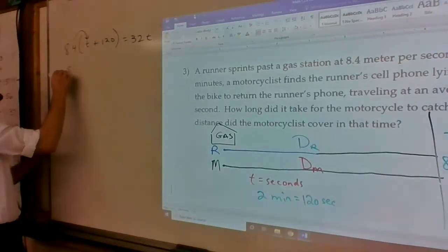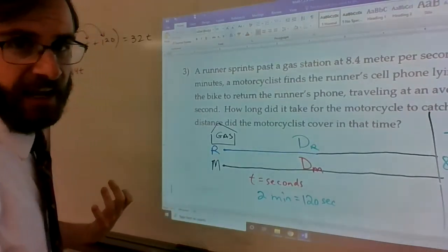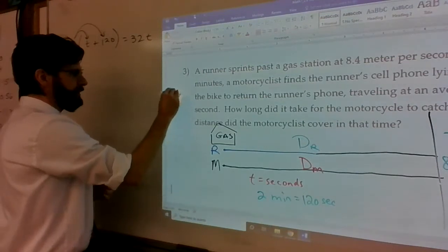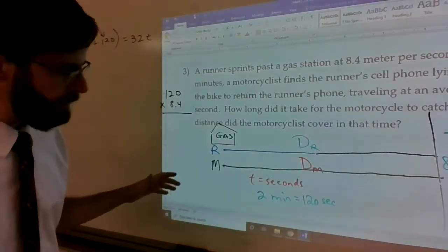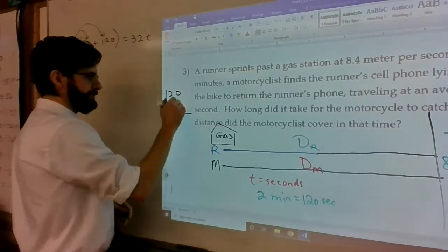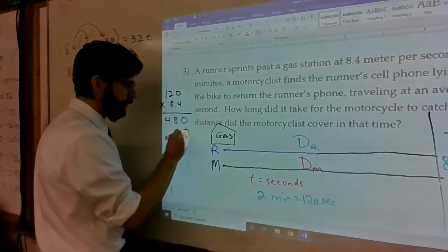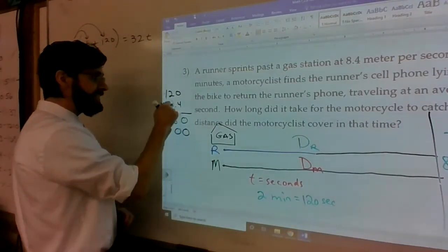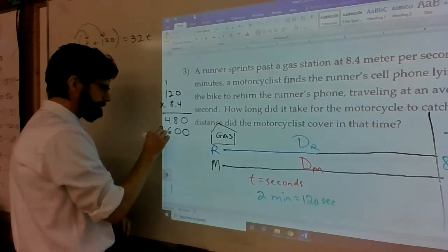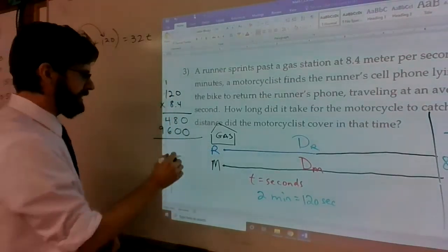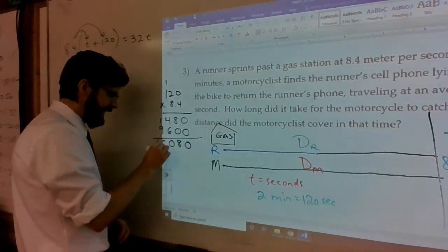So you take 8.4 times t, you get 8.4t. 8.4 times 120, let's go off to the side and multiply that out. 120 times 8.4. Remember, decimal multiplication just means ignore the decimal, multiply like normal. 4 times 0, 4 times 2, 4 times 1. Make sure you drop a 0 for the second row of calculations. 8 times 0, 8 times 2, 8 times 1, plus 1.